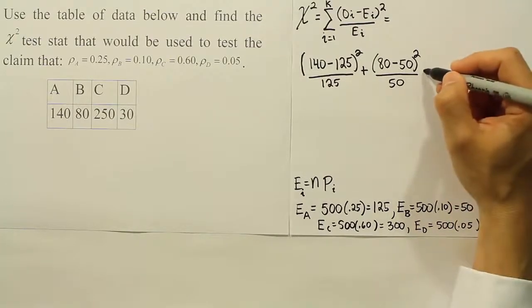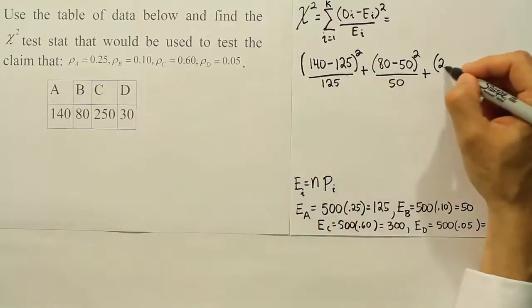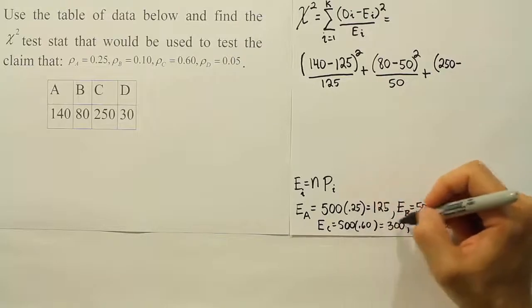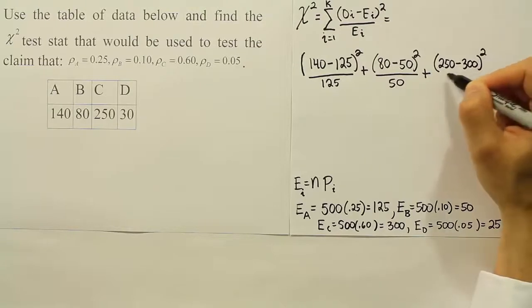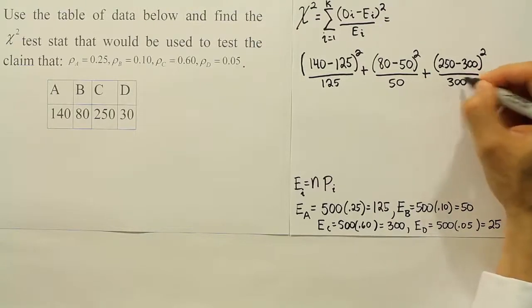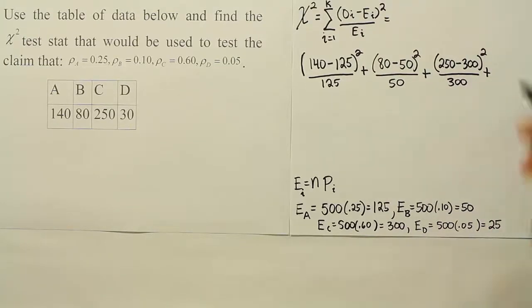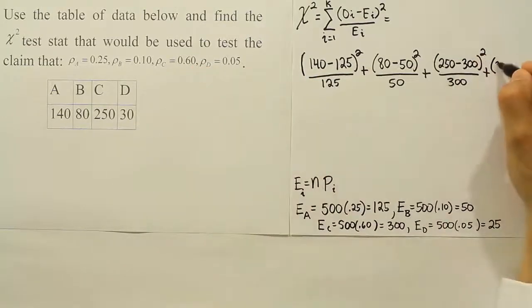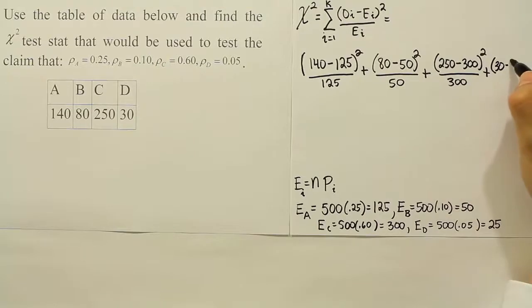And then another fraction. This time we're doing it for C, so the observed value for C is 250, minus the expected value for C, which we found to be 300. Then we close that up, square it, and divide by the expected value of 300. And then one last one here. Let's see if I can squeeze this in on the edge of our page. I'll put in the observed value for D, which is just 30, minus its expected value, which is just 25. And we're able to squeeze that in.